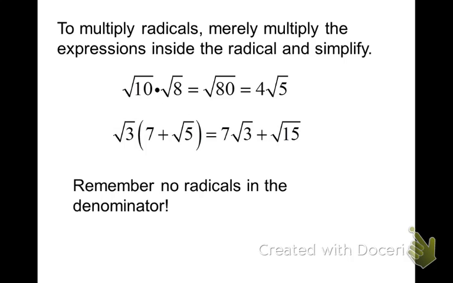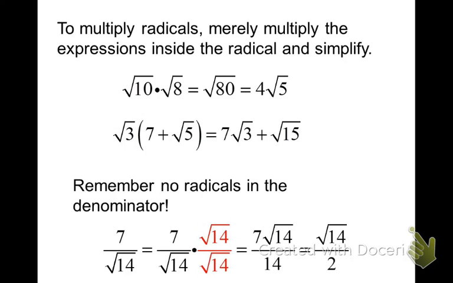So one of our rules is we're not allowed to leave a radical in the denominator. So if our problem is 7 divided by radical 14, so if this is our original problem right here, we can't leave that as our answer. So what we did in the previous chapter was that we multiplied 7 over radical 14 by 1 in the form of radical 14 over radical 14. What that does is it turns the radical 14 into a 14, and then we end up simplifying.